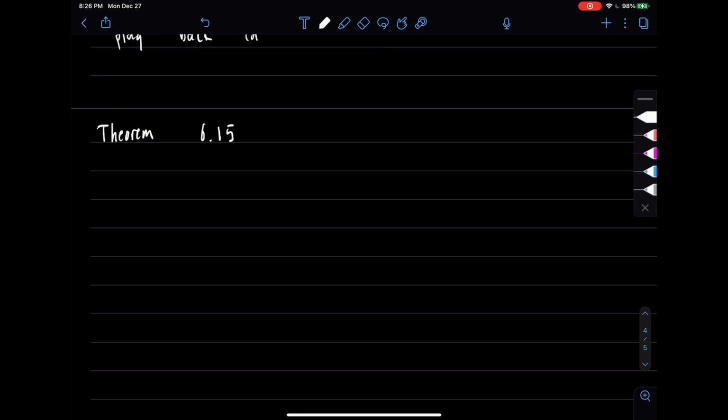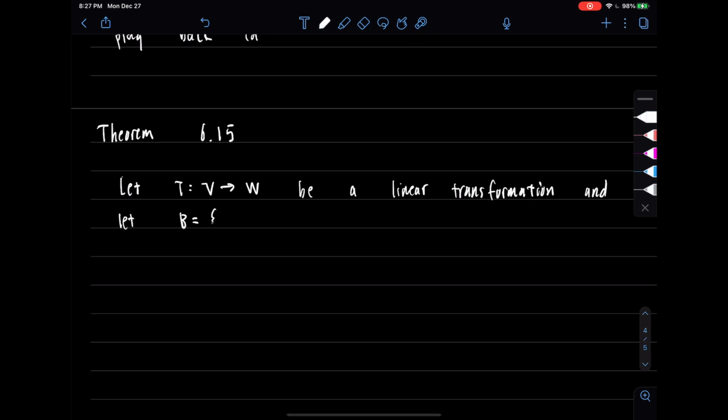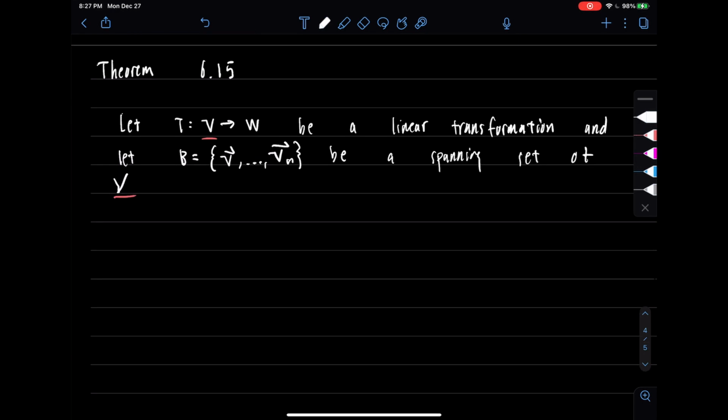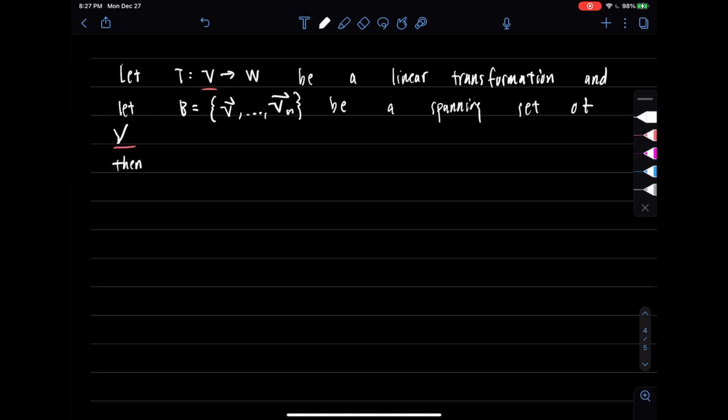So now we want to look at Theorem 6.15, where we consider the linear transformation T from V to W, and the set B from v1 to vn is a spanning set of V, which is the domain of the transformation. Then the transformation of B, from T of v1 to T of vn, spans the range of T.